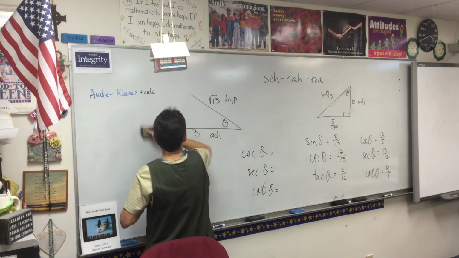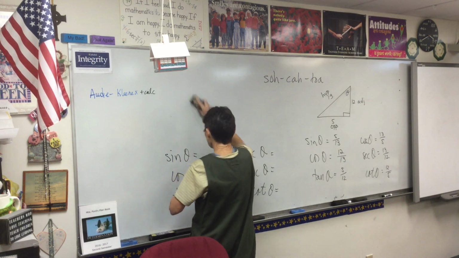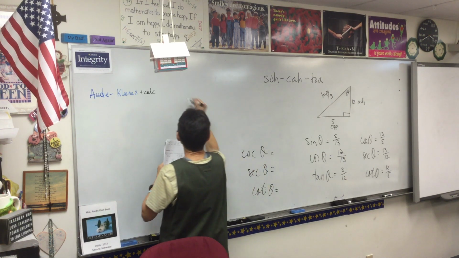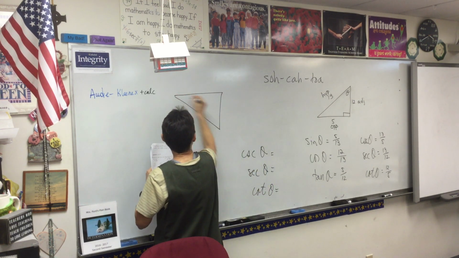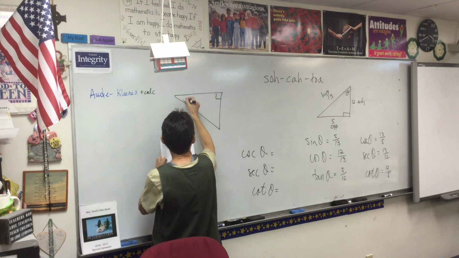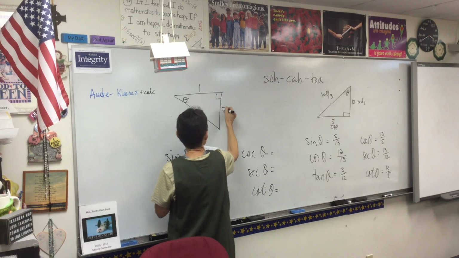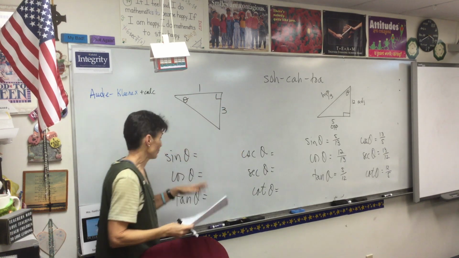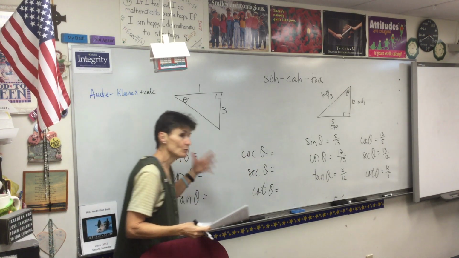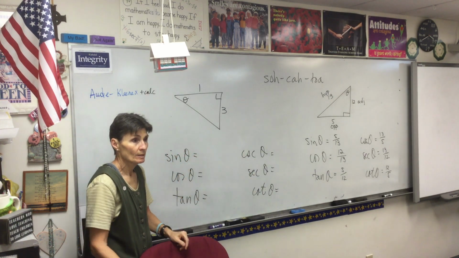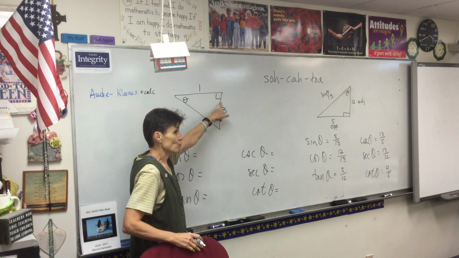Now this time, what else is different? Look at that picture. What else is different about it? There's a side missing. Now, you need all the sides. In order to fill in all of these, you need all the sides, right? This is a right triangle.